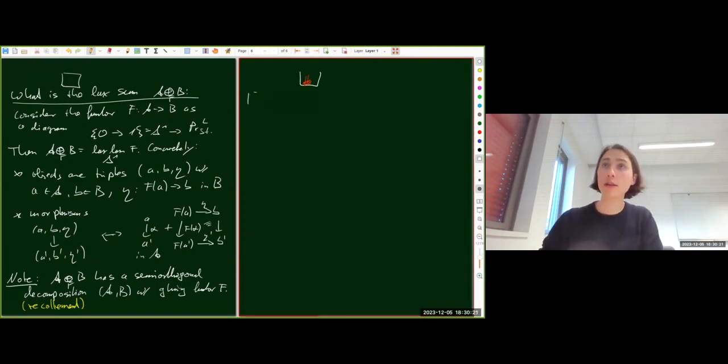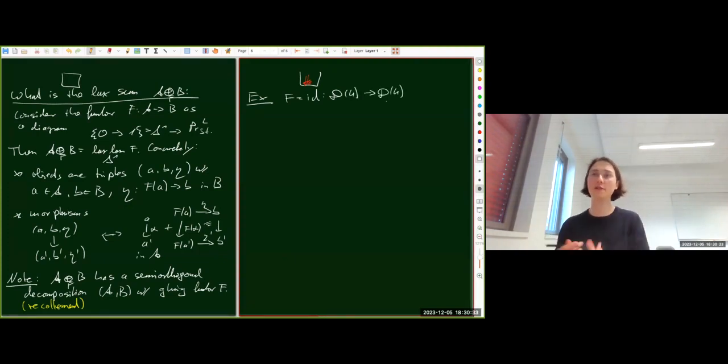Okay, so let's do an example, make this even more concrete. If you choose f to be the identity functor from D(k) to D(k), so this is maybe the first non-zero functor which you can think of, then what is its lax limit?